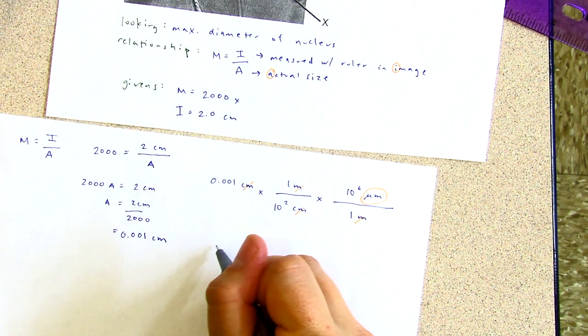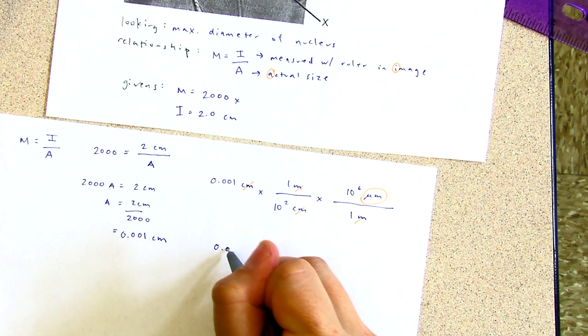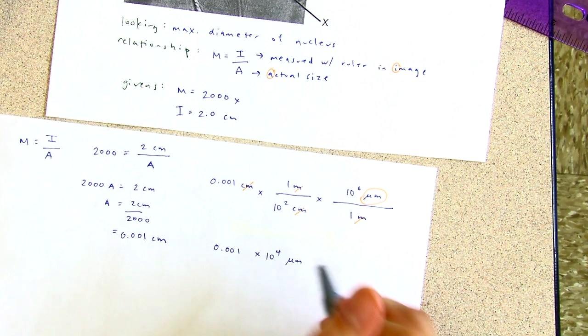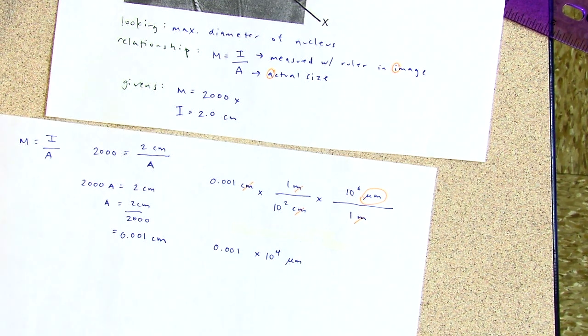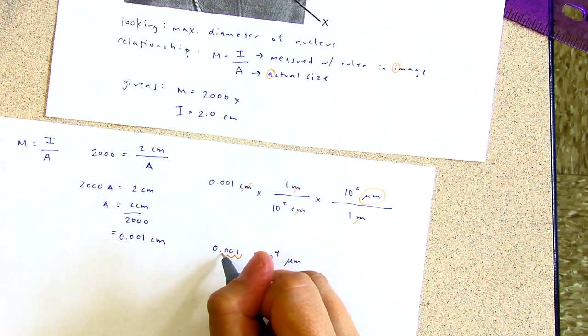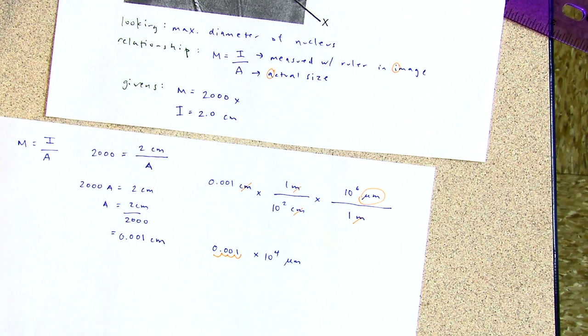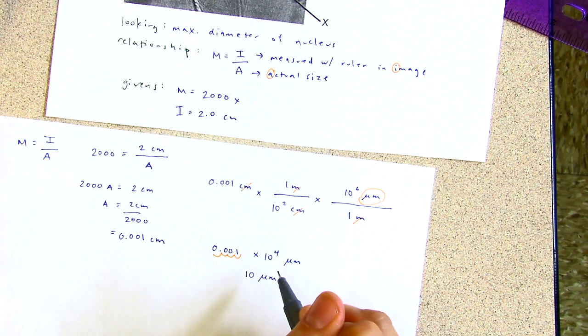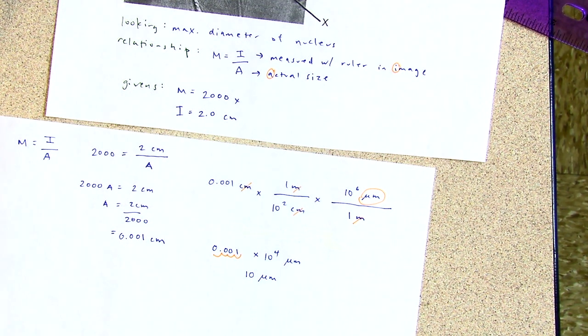So we have 0.001 times 10 to the 4th micrometers. So we can move our decimal point. 1, 2, 3, 4. Gives us 10 micrometers. And hopefully you realize that the answer had to be in micrometers because nanometers are too small. A nanometer is a billionth of a meter. So micrometers was the unit that we needed to convert to, and now we've done it. Answer choice A is correct.